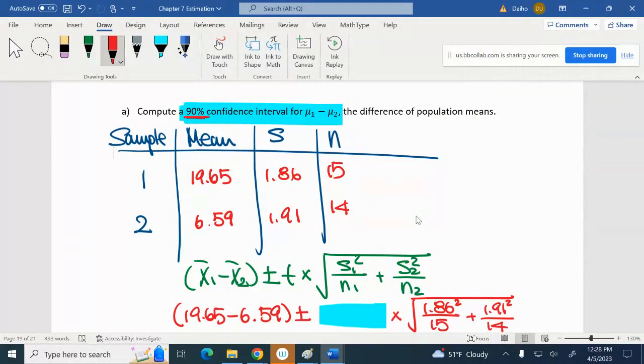But now we have two N's, 15 and 14. What does it mean? We have two degrees of freedom, 14 from 15, 13 from 14. So now we have two sample sizes and two degrees of freedom, 14 and 13. Any idea?